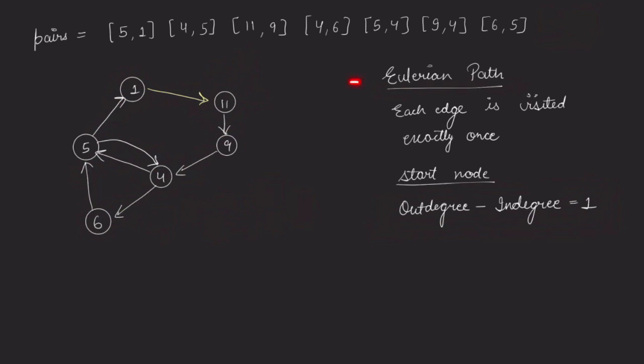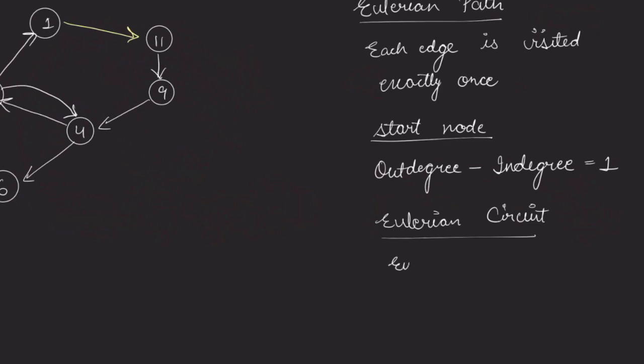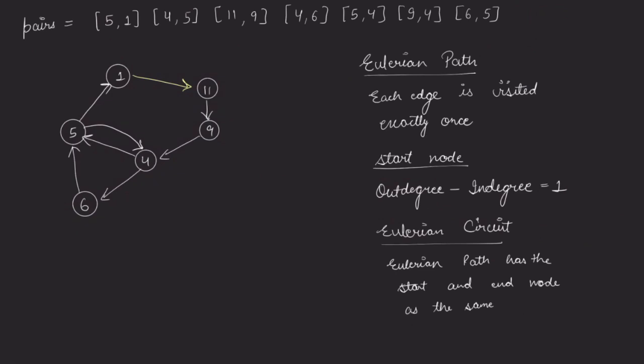So, if in an Eulerian path, the starting and the ending node is the same, then that is known as a Eulerian circuit. That is known as a Eulerian circuit, right? So, if a Eulerian path has the start and end node as the same, then that is a Eulerian circuit. Now, in a Eulerian circuit, we can choose any node as our start node, right? We can choose any node as our start node.